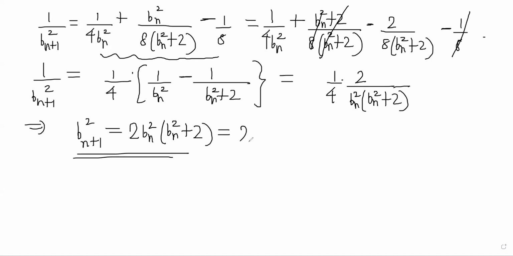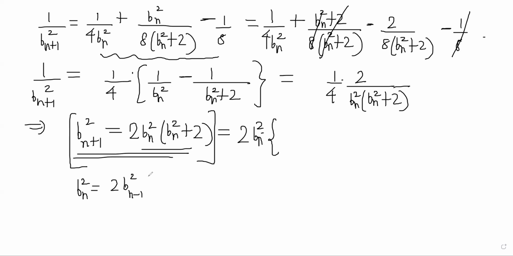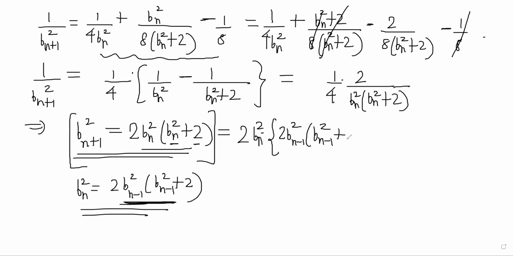So we can write this as 2 bn square, and instead of bn square, we can use the same relation in itself, right? So here we have bn plus 1 square is written like this. So obviously bn square will be written like 2 bn minus 1 square, bn minus 1 square plus 2, right? So what I will do is I will write this stuff here for bn square plus 2, right? So it becomes 2 bn minus 1 square, bn minus 1 square plus 2 plus 2, right?